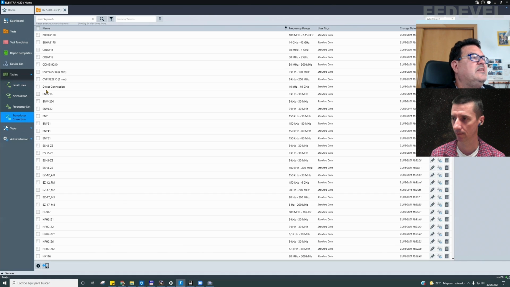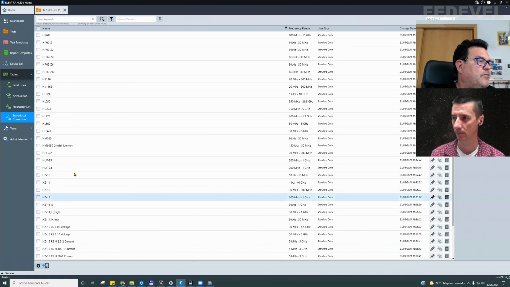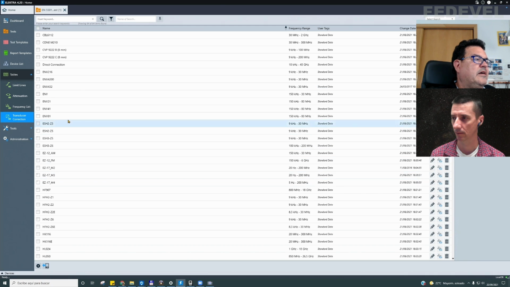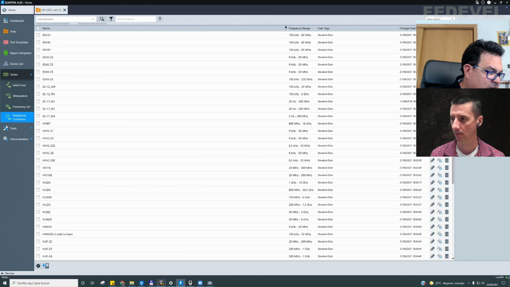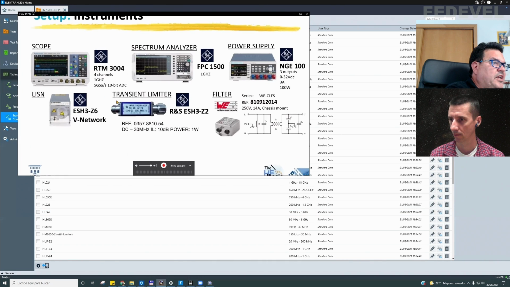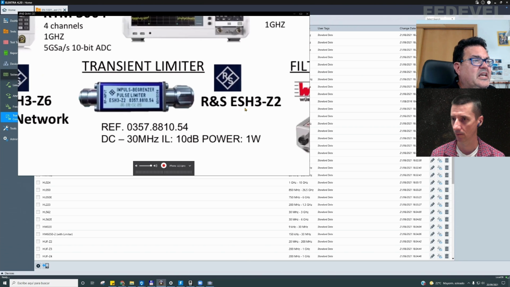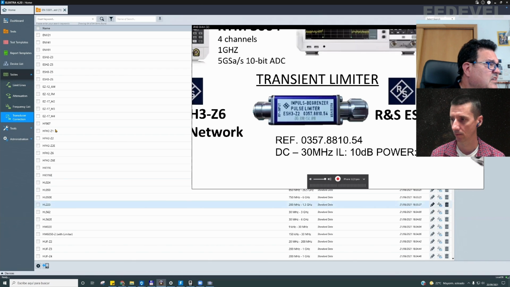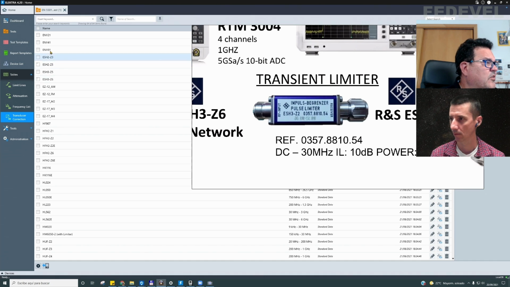Usually this is a file. So for example, you can find here different transducer factors for different elements. Let me see if it is here. This is the transient protector I am using here, the ESH3. So if we go to the list here, you can see here. No, it's not here.